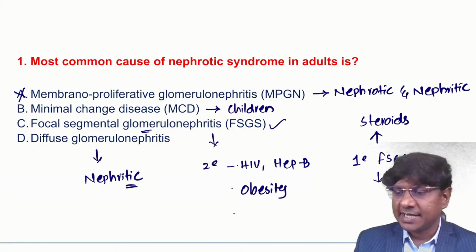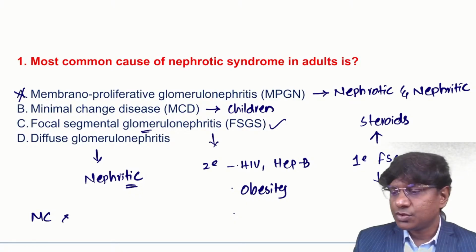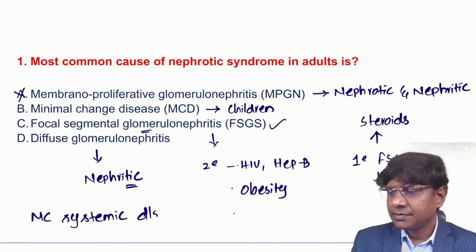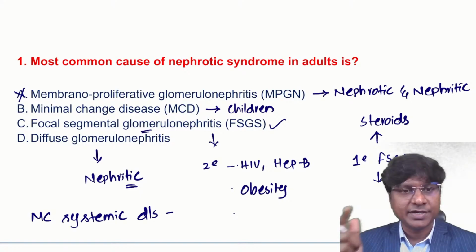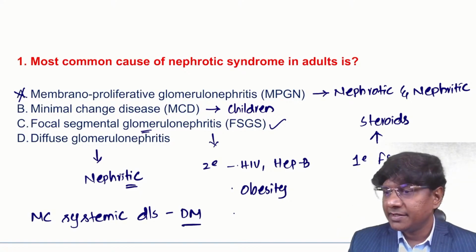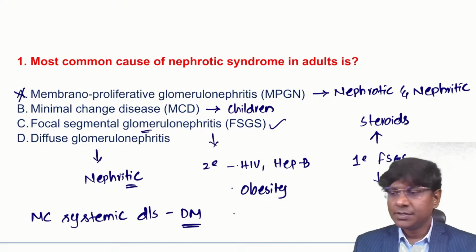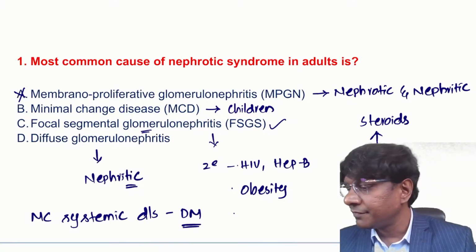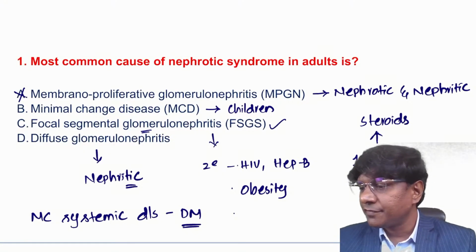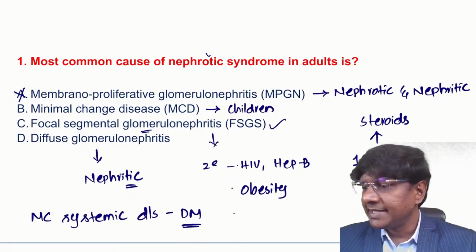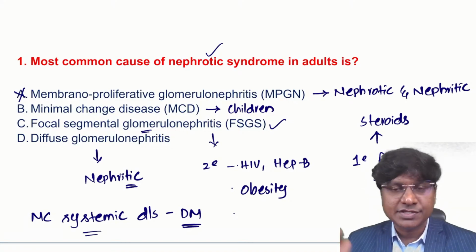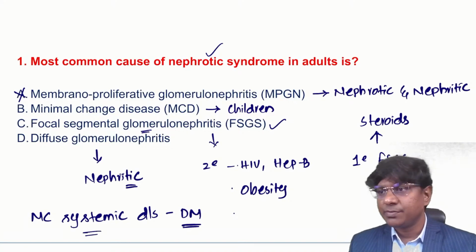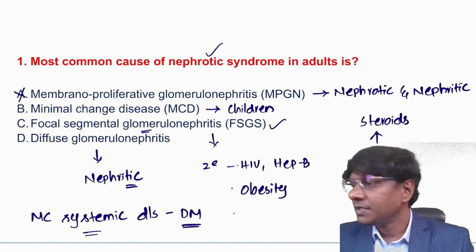Again, if the question asked is, what is the most common systemic disease causing nephrotic syndrome in adults, the answer will be diabetes mellitus. So the most common cause of nephrotic syndrome in adults, the answer is FSGS. Whereas the most common systemic disease causing nephrotic syndrome in adults, the answer is diabetes mellitus.